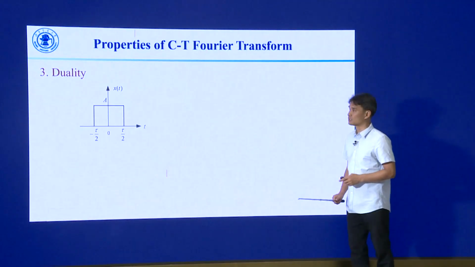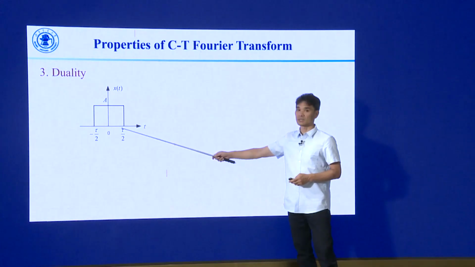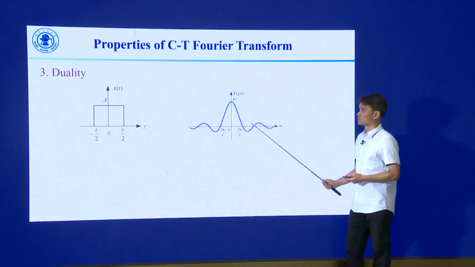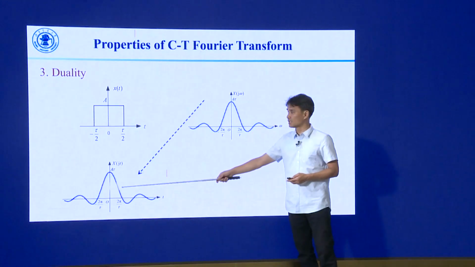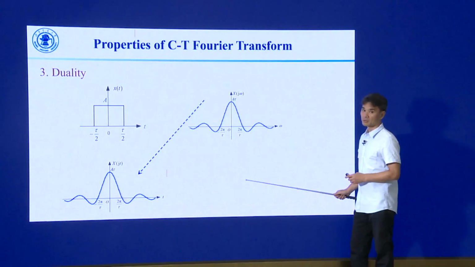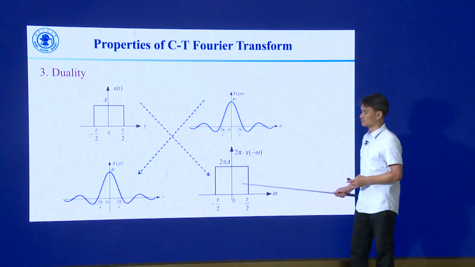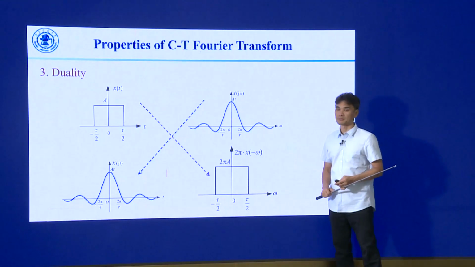We can take another pair of Fourier transform. If this is a rectangle signal in the time domain, then its spectrum is a sampling function in the frequency domain. But if we move this one into the time domain, then this will be moved to the frequency domain and then multiplied by 2 pi. Since it is an even function, flipping has no effect on its shape.